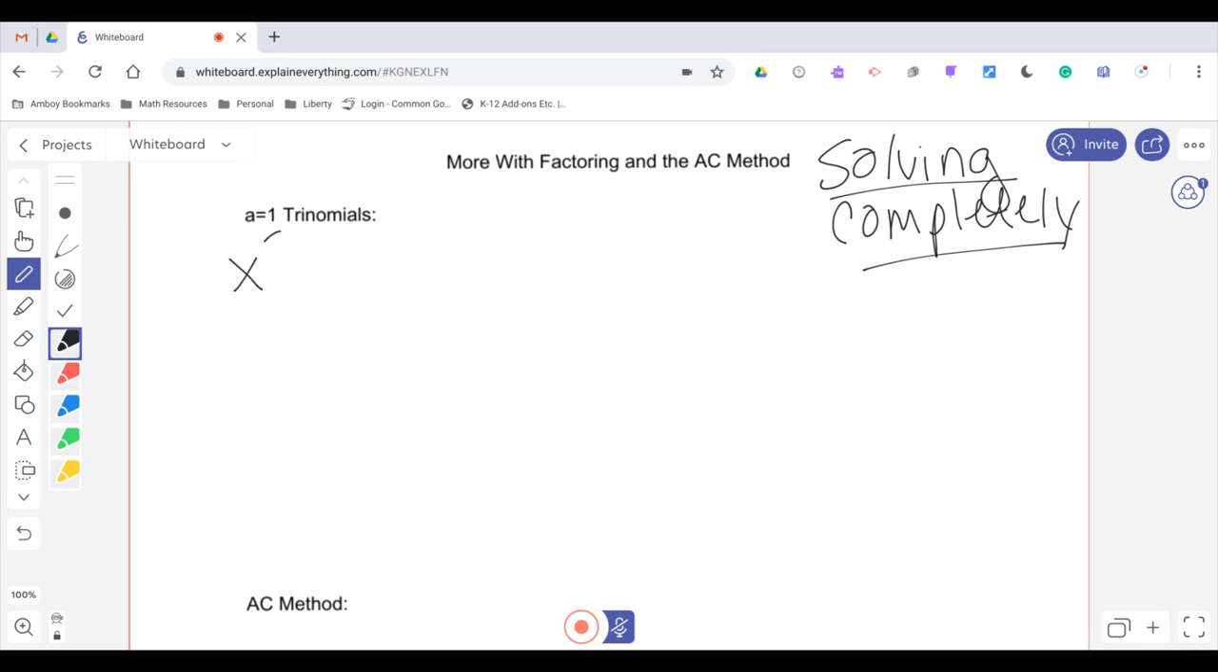Let's say we had x squared minus 7x plus 12. And then maybe we'll do x squared minus 4x minus 32.